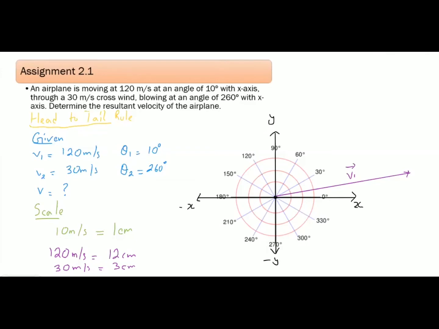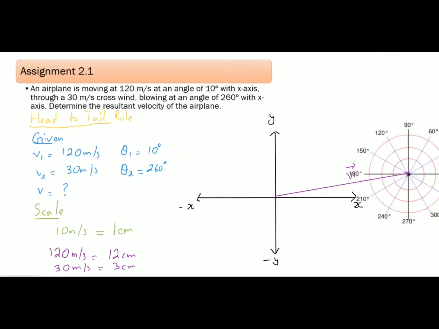Now to draw the vector v2, we have to draw it from the head of the first vector, that is v1. So now let us shift this angle, these coordinates, onto the head of the first vector, that is v1.